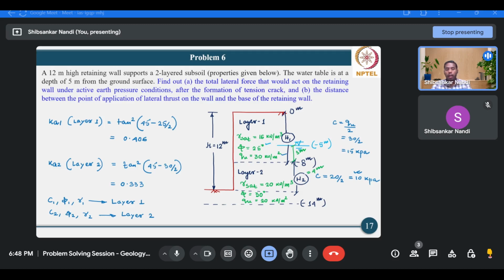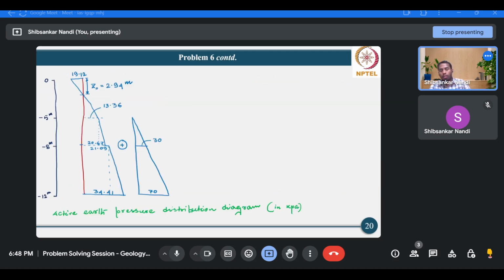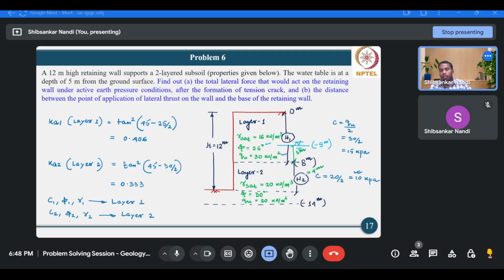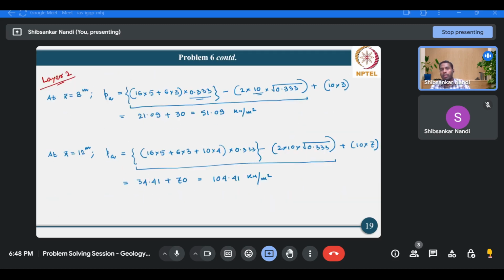Now for the first part, we have to be very careful about this statement, that we have to consider the earth pressure distribution only after the formation of tension crack. So depending on the condition, whether it's before the formation of tension crack or after the formation of tension crack, the earth pressure distribution will basically vary.